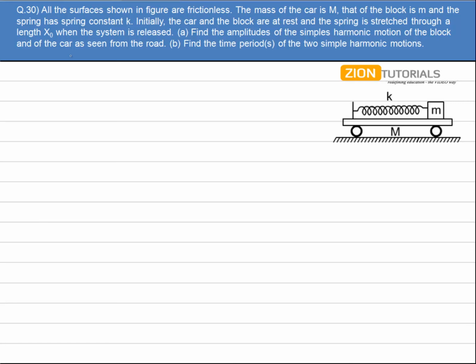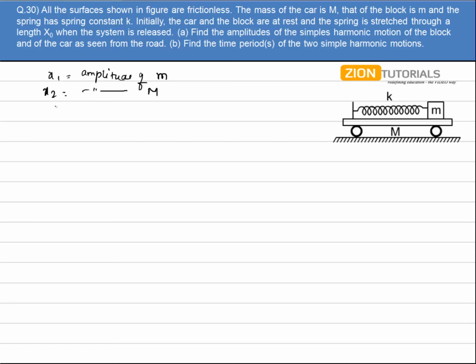Fine. Now first of all, whenever such kind of questions come, always remember that the center of mass will not move at all. That is, there are no external forces, only internal forces are acting, and if only internal forces are acting, then we conserve the linear momentum. Right? Now let's say x1 is the displacement or the amplitude of small block m and x2 is the amplitude of capital M.